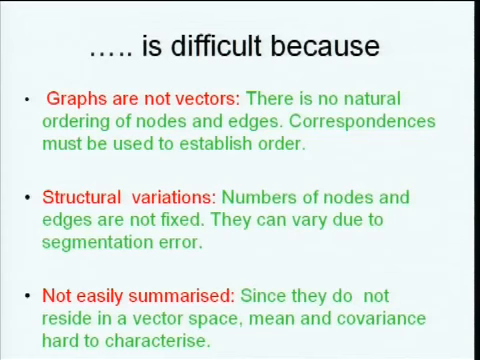So what I want to do in the latter part of the talk is to describe a way in which we can try to summarize the properties of graphs in a manner that doesn't involve computing correspondences and which is invariant under permutation of the order of the nodes in the graphs.